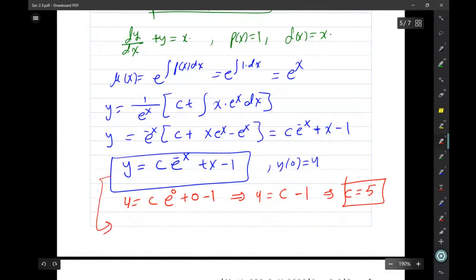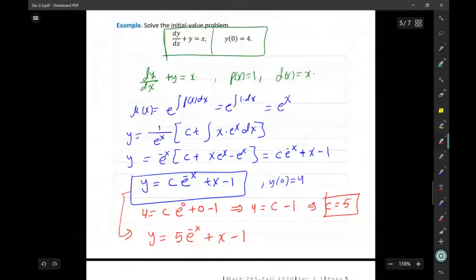Now substitute 5 again in your solution. Here y is equal 5 times e to the minus x plus x minus 1. Because I have an initial condition, I have to use it to find the constant.